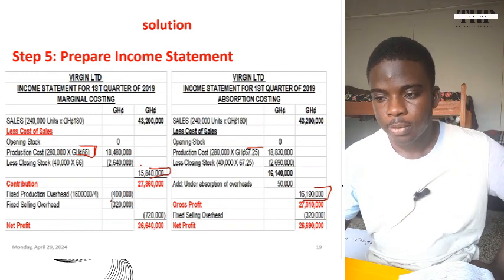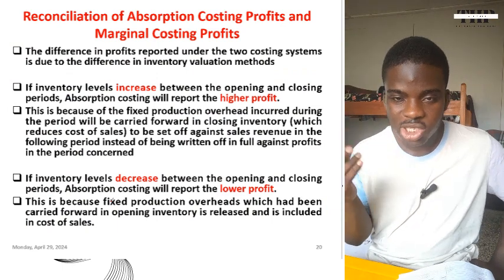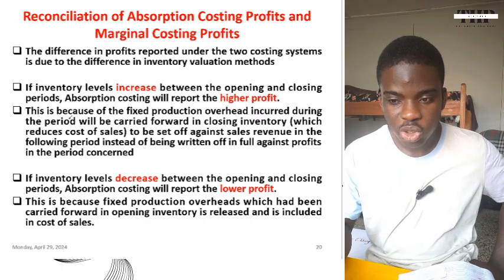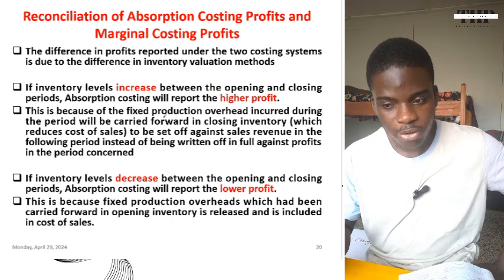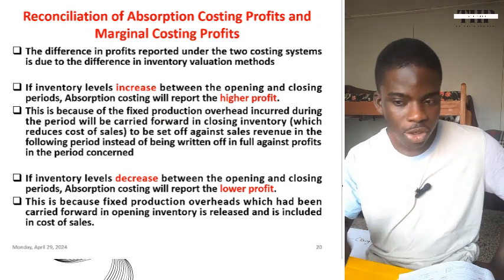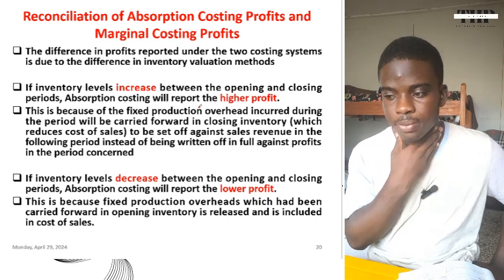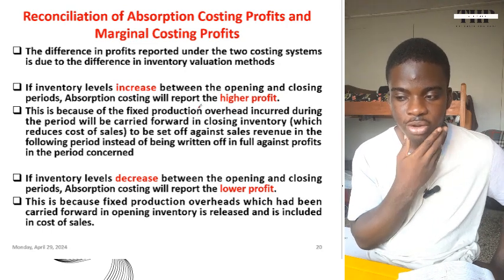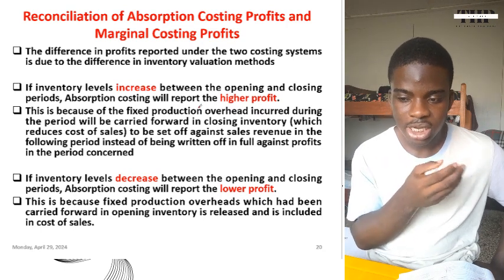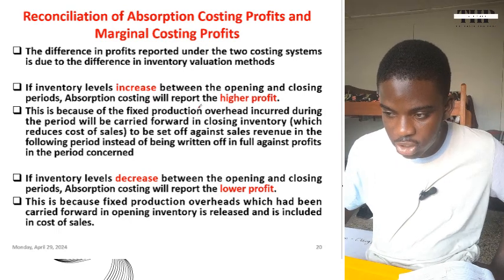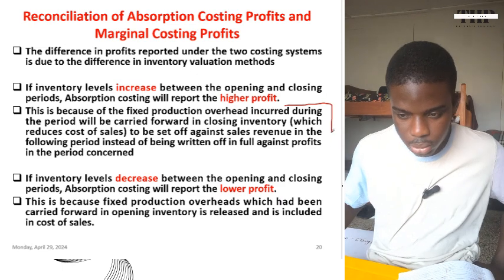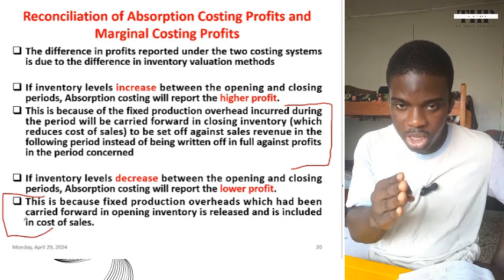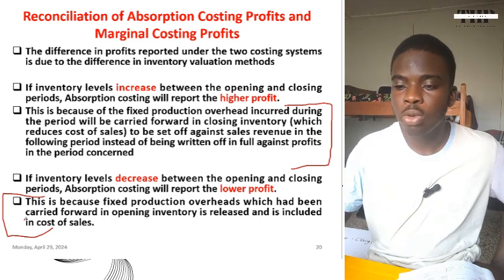Very well. Now, how do you reconcile the profits? This has also been explained in the practical video, so we won't talk much about it, but see this. If inventory levels increase between the opening and closing periods, absorption costing will report higher profits. This is because the production overhead incurred during the period would be carried forward in closing inventory, which reduces cost of sales to be set off against sales revenue in the following period instead of being written off in full against profits in the period concerned. So the essential aspects you need for your examination have been provided in the practical video. Don't worry much about that.